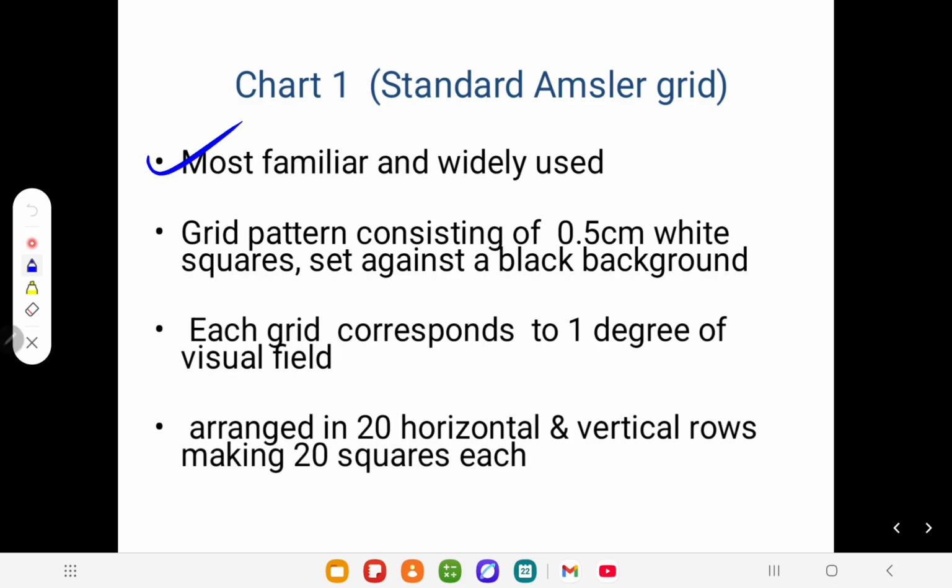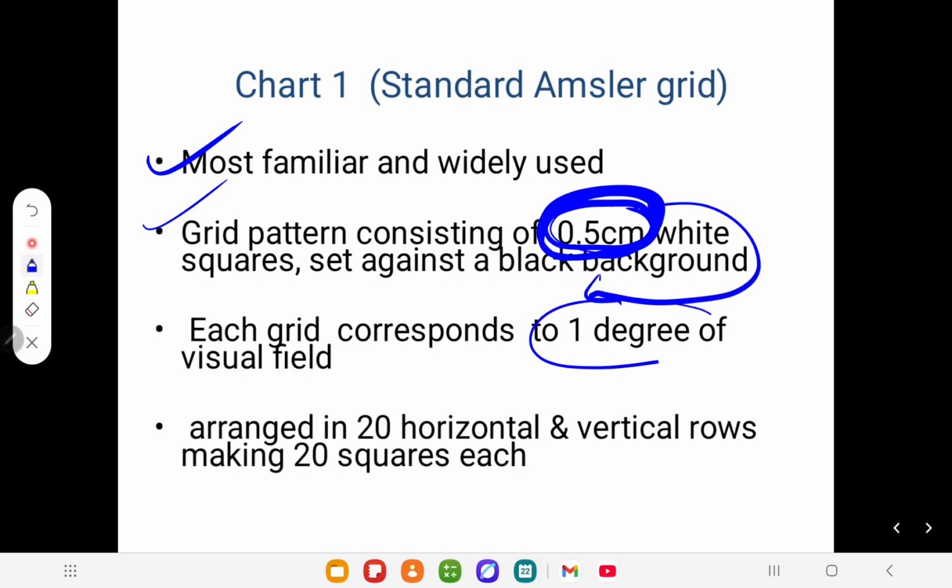The very first Amsler grid chart is the standard chart. There are seven Amsler grid charts; the first is standard, very familiar and widely used. The grid pattern consists of 0.5 centimeter wide white squares set against a black background. I want to emphasize this: many students think the lines are black and the background is white. No, that's wrong. The lines are white and the background is black. It's very important. The second important point is that the spacing in the standard chart is 0.5 centimeter, which corresponds to a visual area of 1 degree.